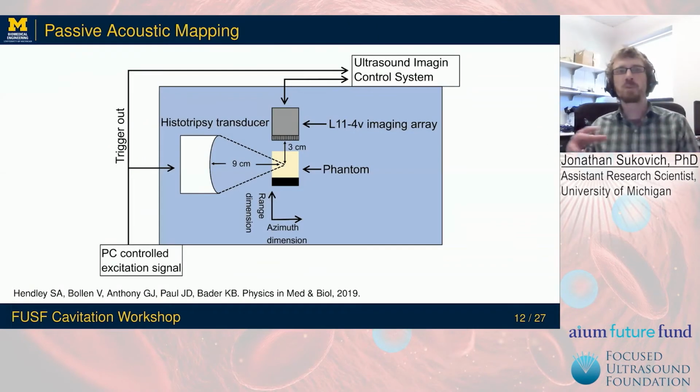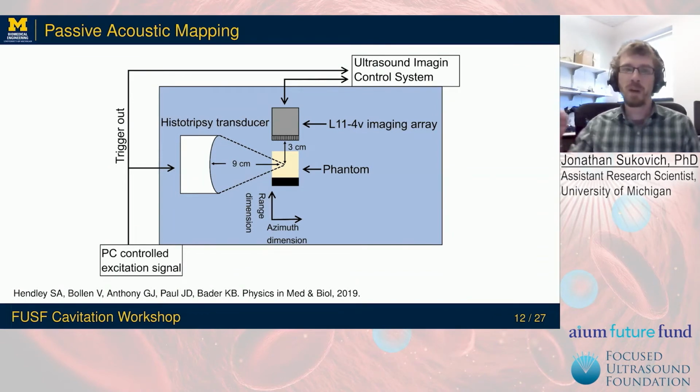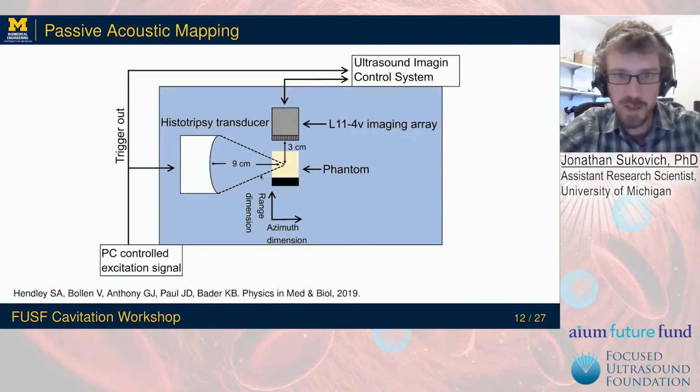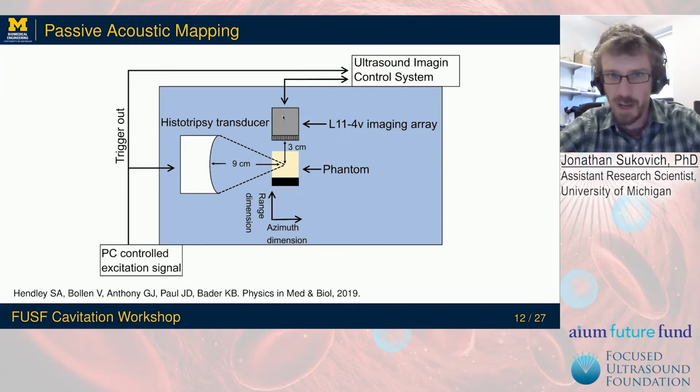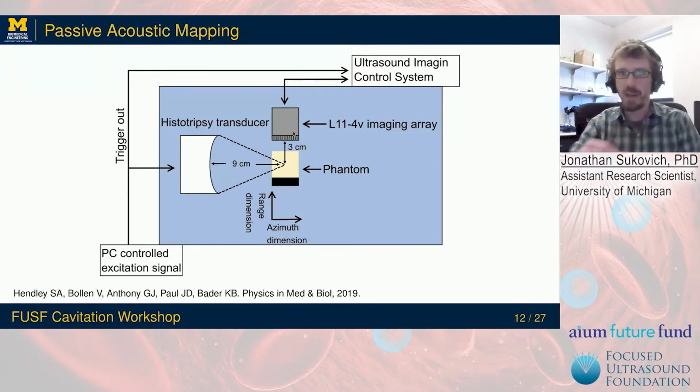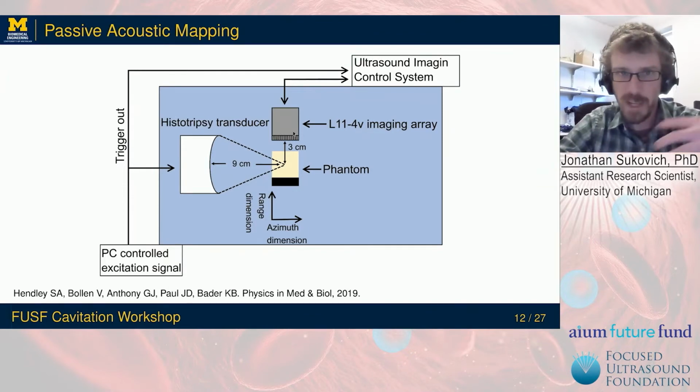And so in a typical passive acoustic mapping setup, you'd have your acoustic transducer here to generate a bubble in some phantom or some tissue, and you'd have your passive receiver next to it to record those broadband emissions and do the imaging localization reconstruction.